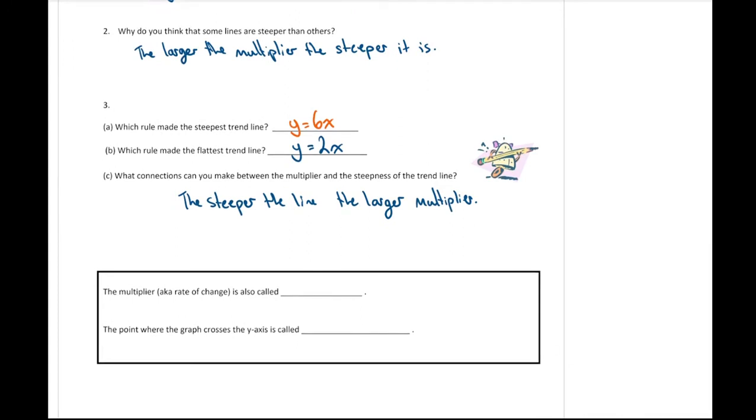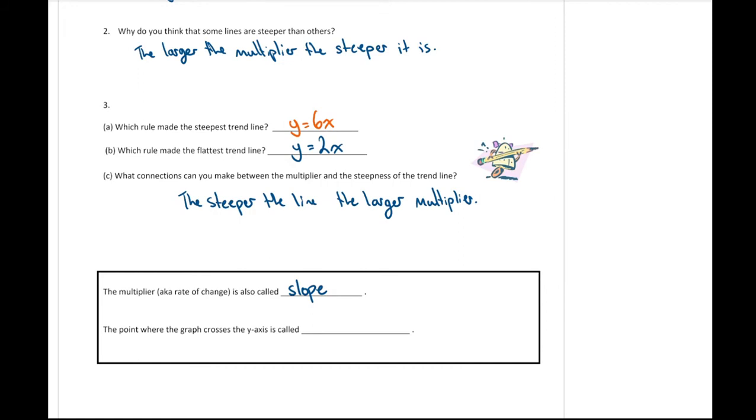The multiplier, aka rate of change, is also called, so this is going to be another term for our multiplier. We've talked about rate of change, just mentioned it before, and we can also call the multiplier the slope. Because it determines how steep a line is, slope is another word for that steepness, which we also now know as the multiplier.